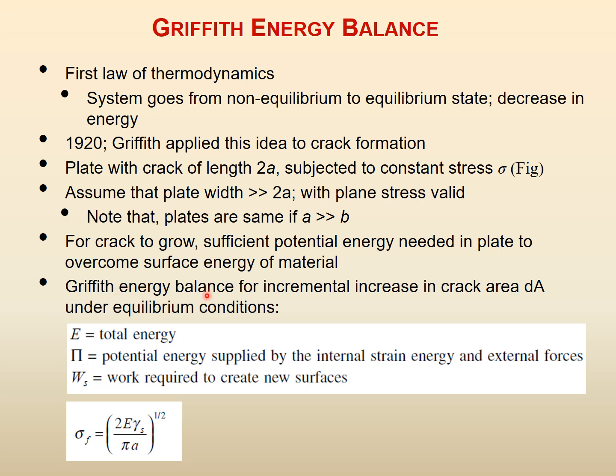So the Griffith energy balance is for an incremental increase in the crack area dA. We take a very small, infinitesimal increase in crack area. E is the total energy, capital pi is the potential energy supplied by the internal strain energy and the external forces that we apply, and Ws is the work required to create the new surface S. And this equation you know: sigma F is the square root of 2E gamma S upon pi A. So this energy balance is being applied.